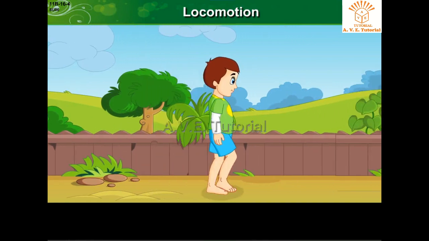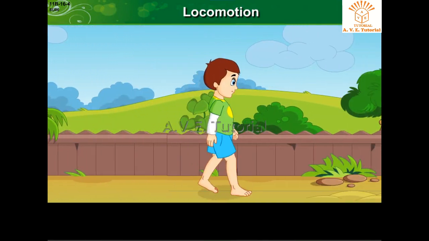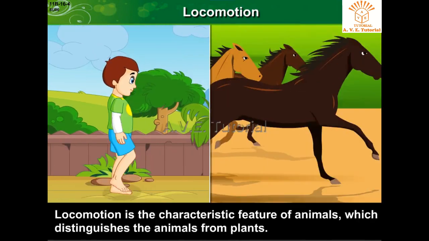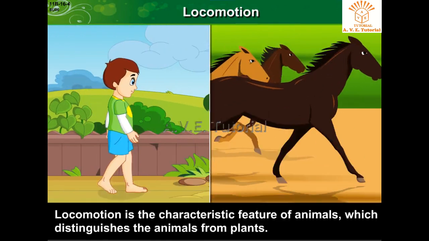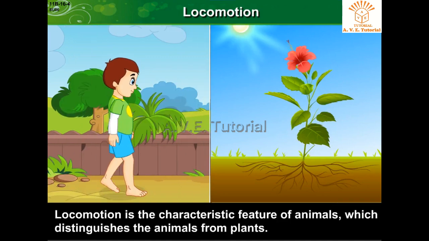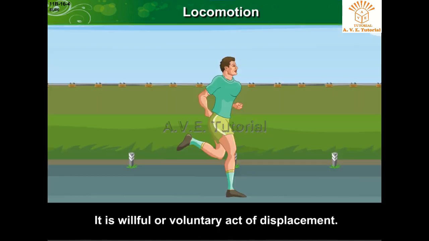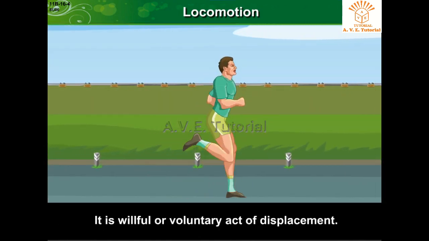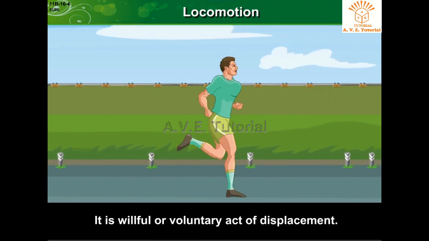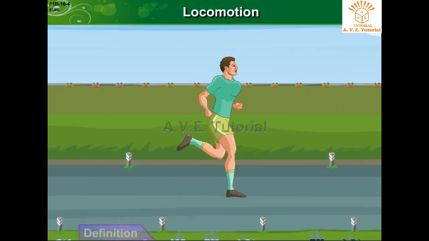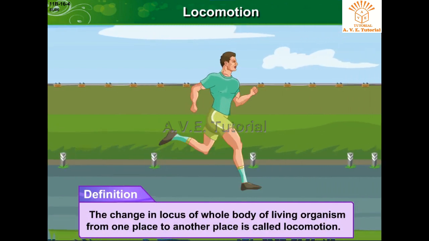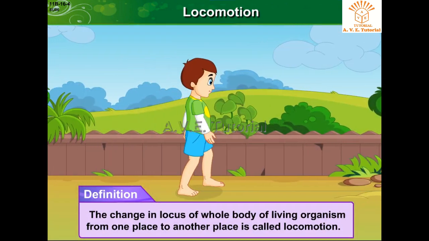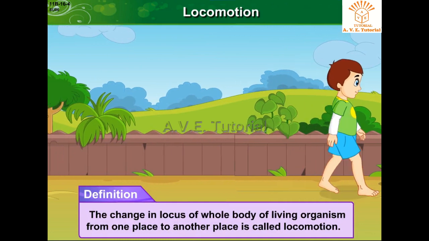Second, locomotion. Locomotion is the characteristic feature of animals which distinguishes the animals from plants. It is willful or voluntary act of displacement. The change in locus of whole body of living organism from one place to another place is called locomotion.